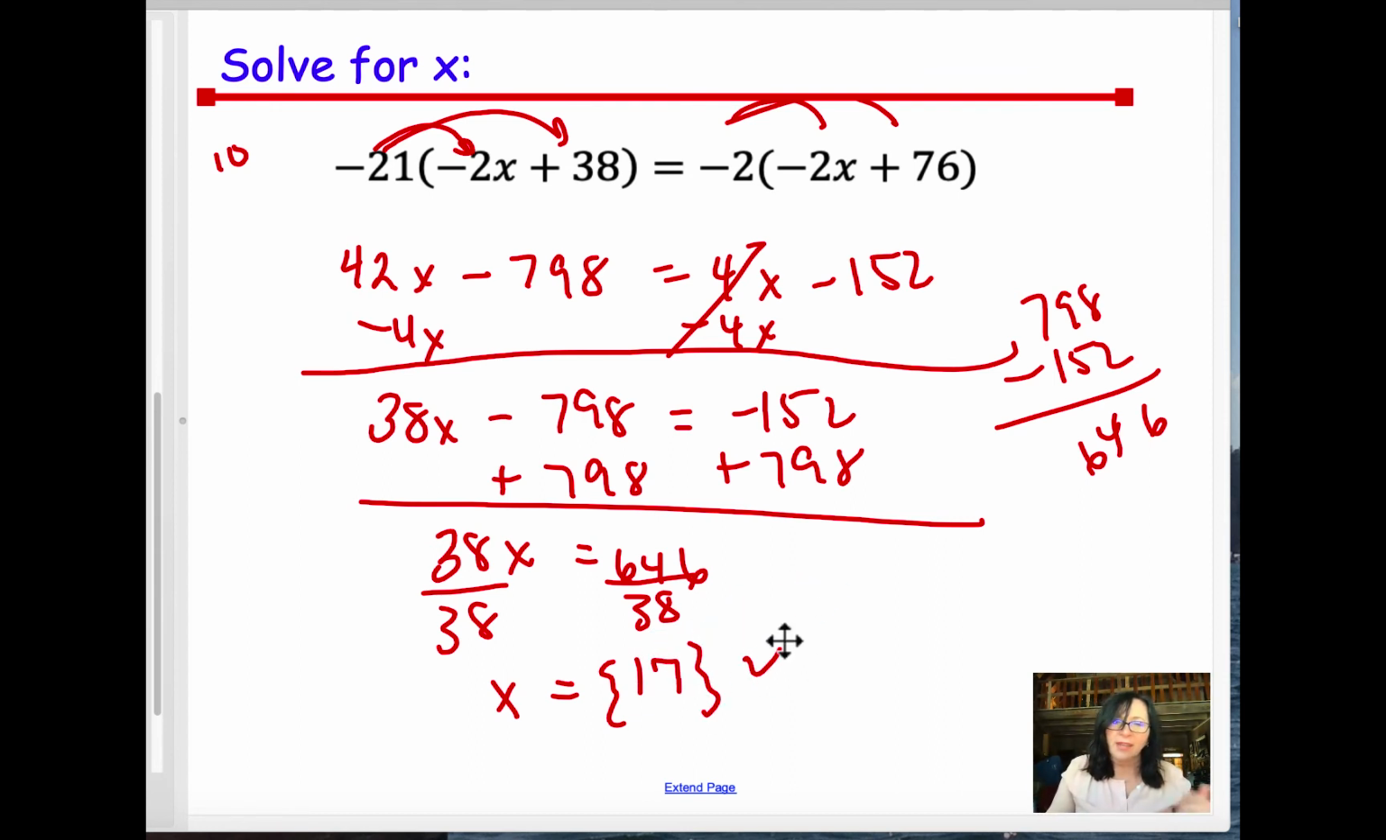17. Additionally, I always recommend taking your solution and plugging it in for x here and here, because that's going to just check to see if you have the right answer as well.